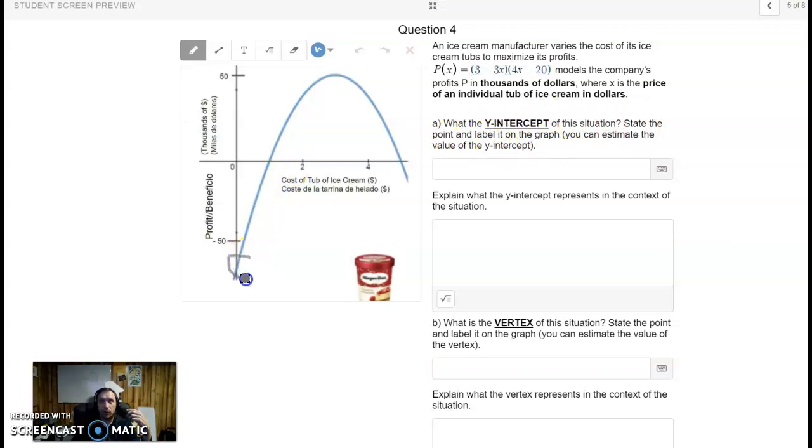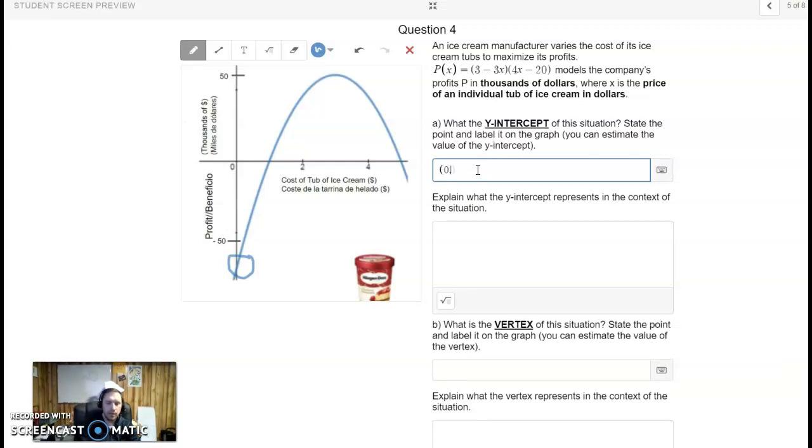So if you look right here, what's the y-intercept? It looks like it's about -60. So it's about 0, -60. And if you're close to that, that's a good idea.